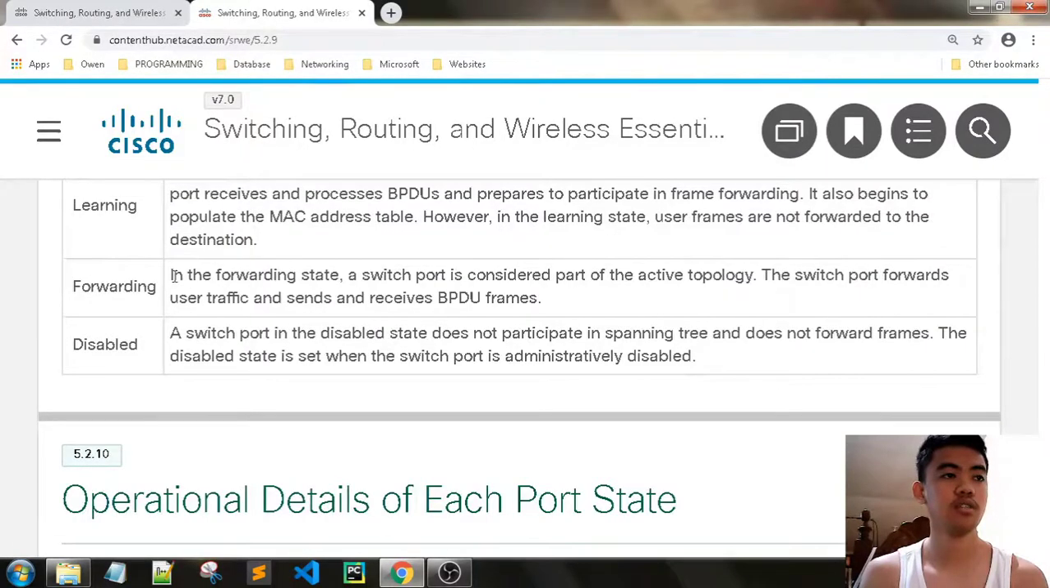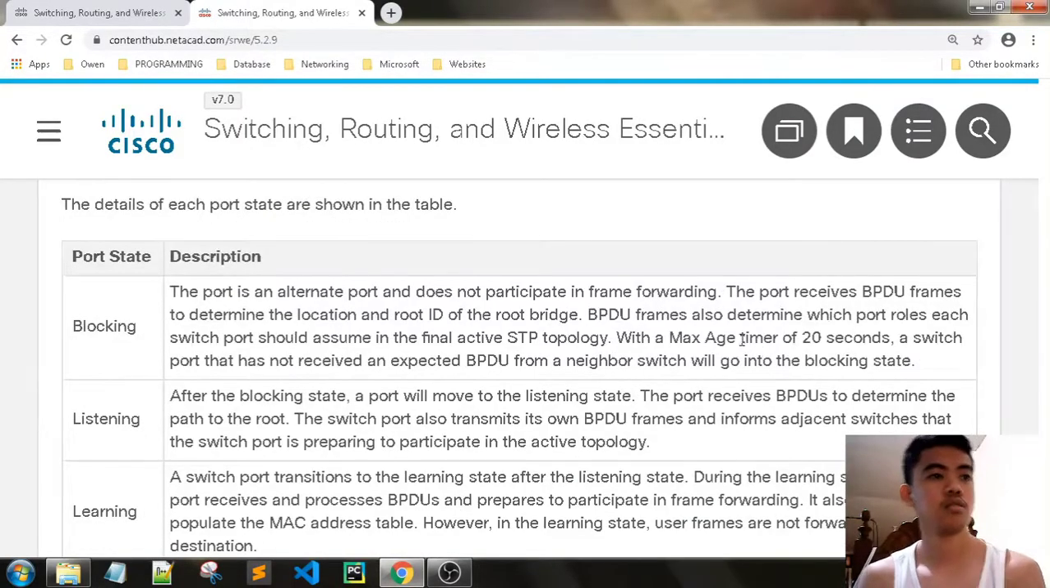Then forwarding, it forwards frames. So it is an active part of the topology. And disabled, so it does not participate and does not forward frames. Okay.